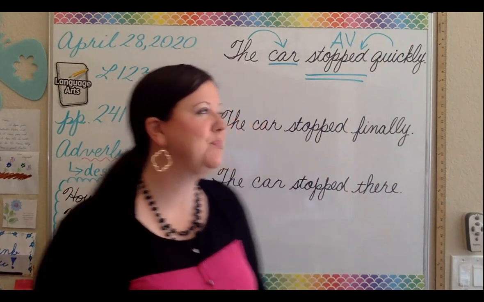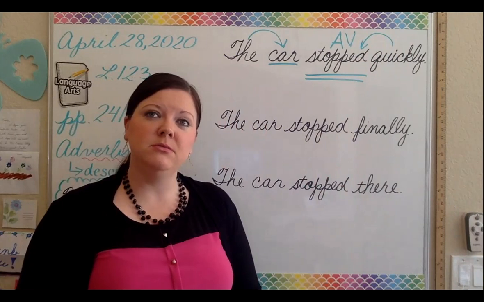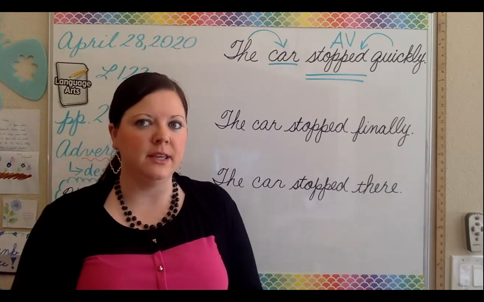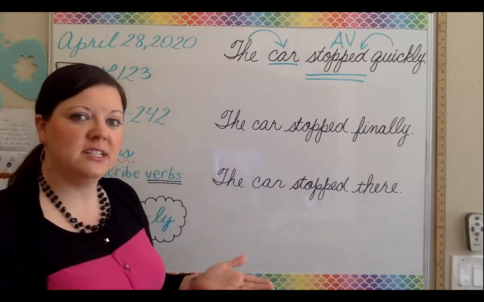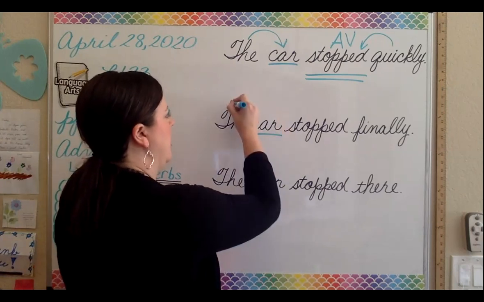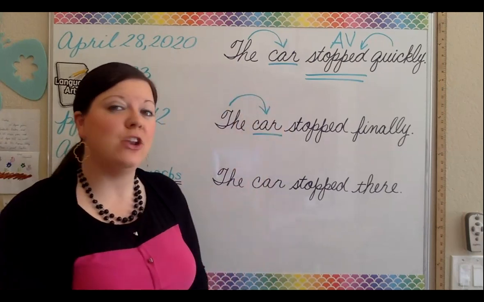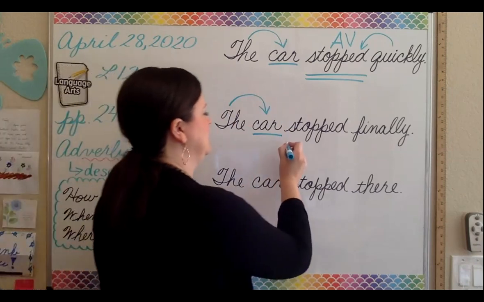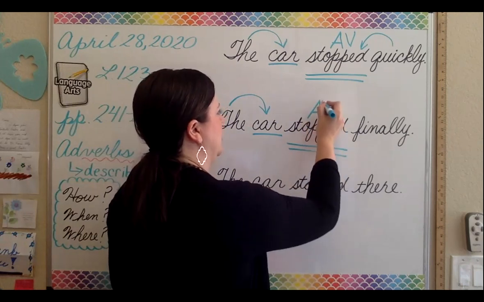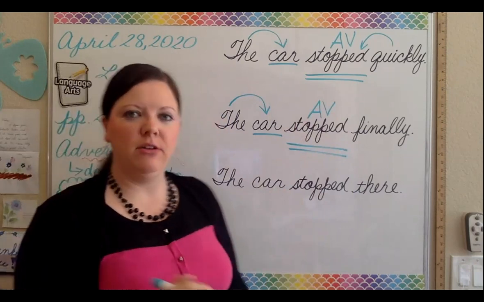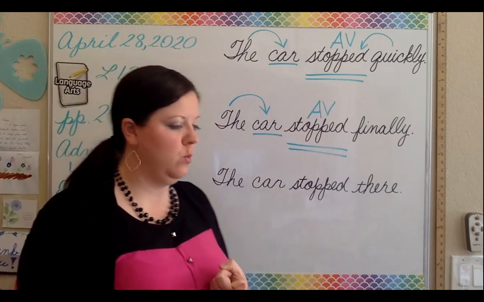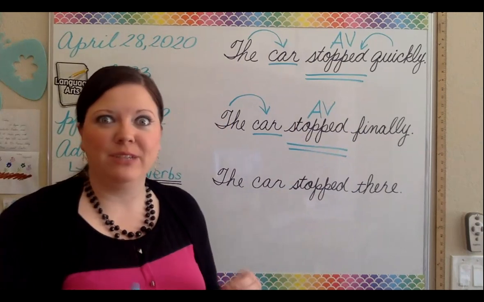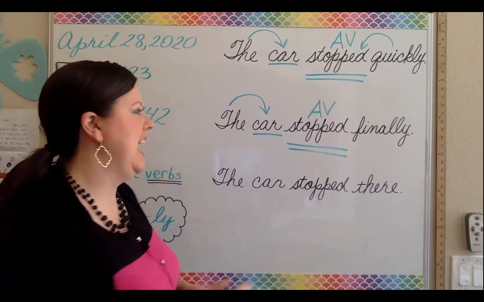Let's look at the next sentence. The car stopped. Notice the same subject there. The car stopped finally. Who or what is this entire sentence about? Car. Which car? The car. The is an article, and articles are always adjectives. The car, what is the action that it's doing? It stopped. That's an action verb. Well, how did it stop? When did it stop? Finally, almost like we weren't really sure if it was going to stop, but it finally came to a stop.